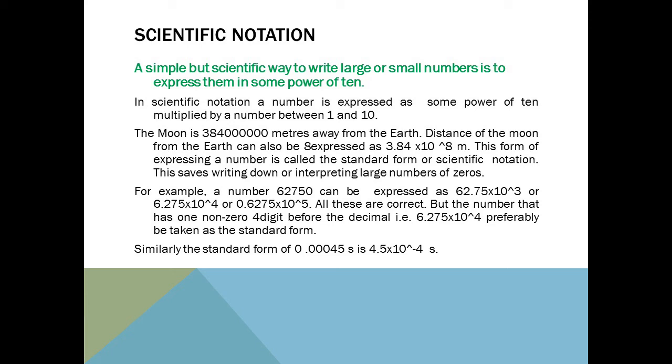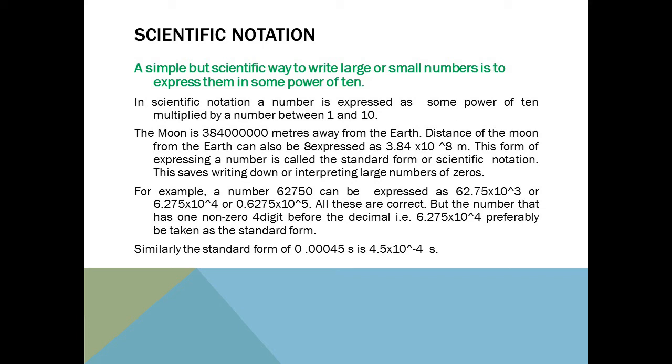Here in this number you can see we have 8 digits after 3. So we shifted our point to the left side by 8 digits. So 384,000,000 is equal to 3.84 into 10 raised to power 8. This is the way of expressing scientific notation. This saves writing down or interpreting a larger number of zeros.